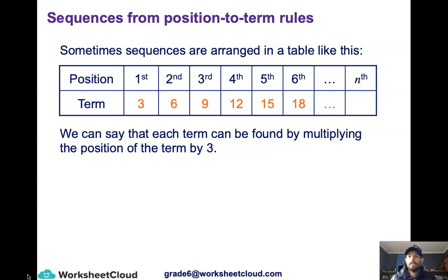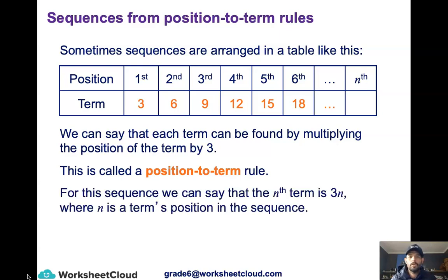So that's another way of looking at the sequence, and that's called the position to term rule. So remember, we had term to term. So the term to term rule here would be to add 3. But the position to term rule would be to multiply by 3.